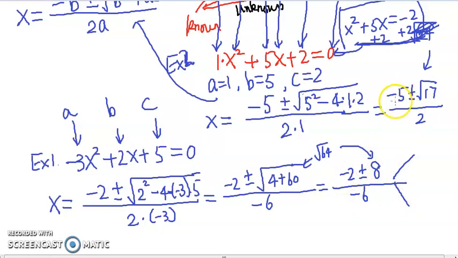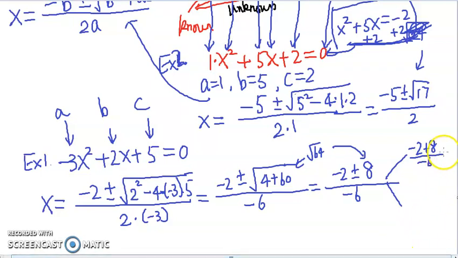Over here, we cannot add -5 and square root 17, or subtract them, because they're not matching radicals. But the numbers we can add. So we can separate into two cases: -2 plus 8, divided by -6. If we simplify that, we get 6 on the top, 8 minus 2 is 6, divided by -6, which gives us -1. So that's the first answer.